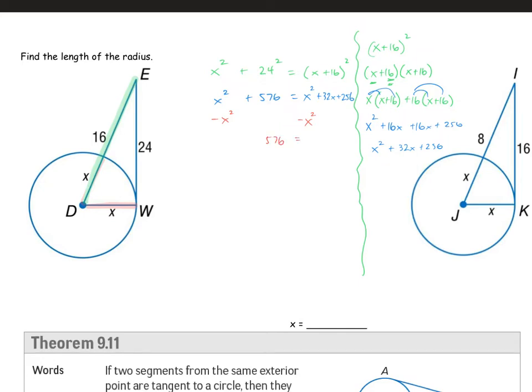And when I do, we get 576 equals, well, x squared minus x squared, they undo one another. So I'm left with 32x plus 256. Now I'm going to subtract the 256 from both sides. So minus 256, minus 256. When you do that, you get 320 equals 32x. And now it's a simple division problem. We divide both sides by 32, and 10 is x. So the radius is 10 units long.